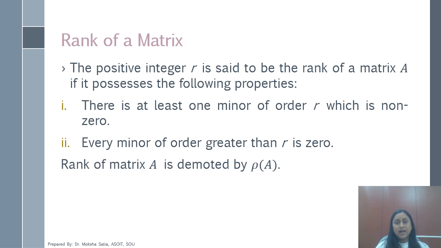The positive integer R is said to be the rank of a matrix A if it possesses the following properties. The first property is there is at least one minor of order R which is non-zero. And the second, every minor of order greater than R is 0. The rank of matrix A is denoted by rho A. Here, the rank of a matrix says there are many minors according to the number of elements, but the maximum minor which is non-zero is of order R, then and only then the rank of a matrix is R.